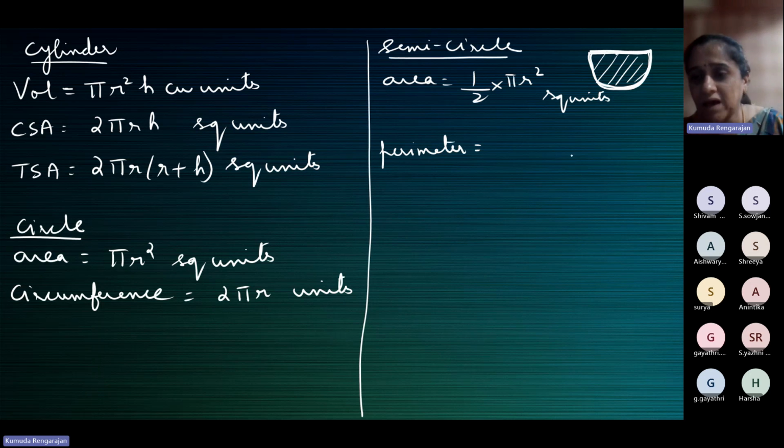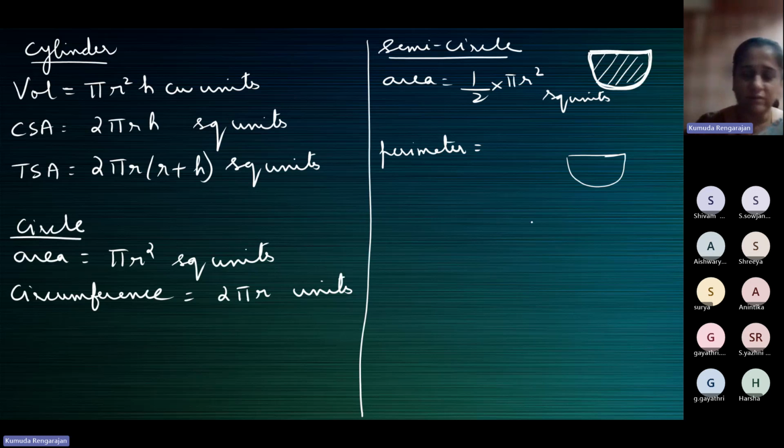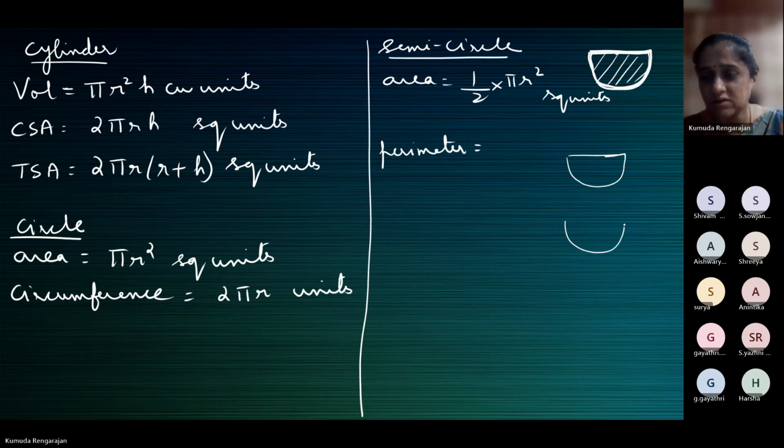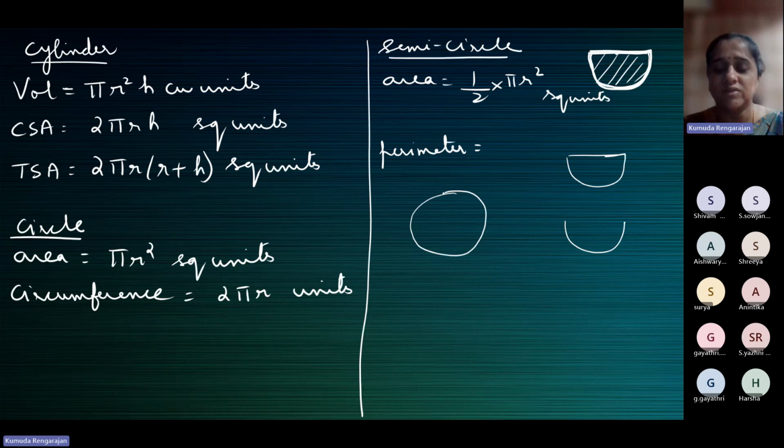The semicircular park is of course like this. The park is an enclosed region. If I have covered only this distance, what is the distance covered by me? Ma'am, pi r. Pi r. Why? Because what is the length of this region? What is the length of a circle? 2 pi r.